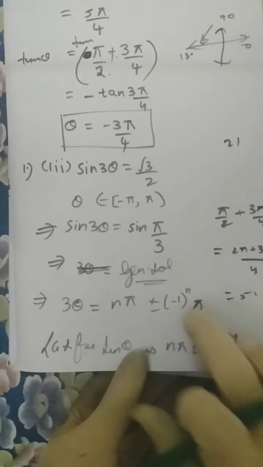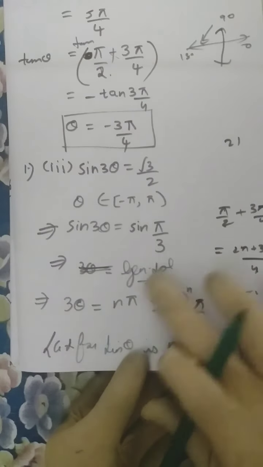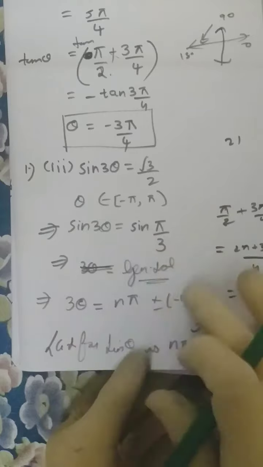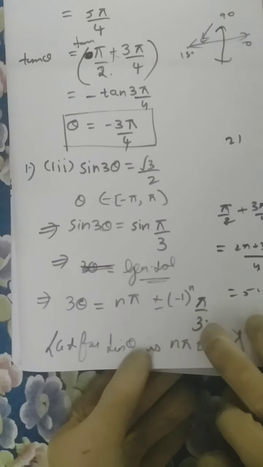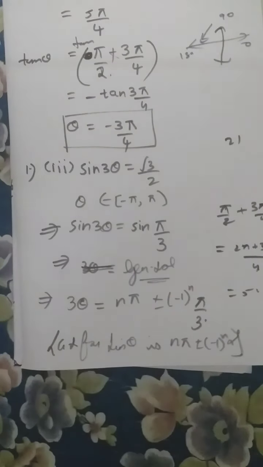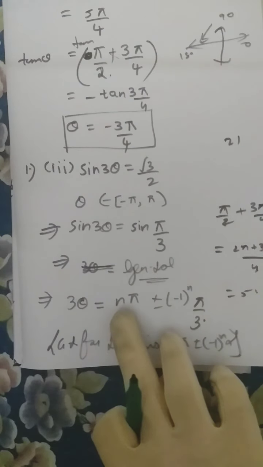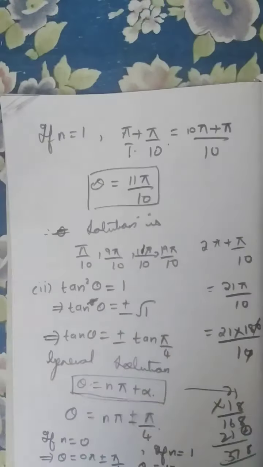If we substitute these values in this equation, n pi plus minus 1 power n into pi by 3, and if we solve this, we'll get the values of theta in the range of minus pi and plus pi. So when I take n as minus 2, minus 1, 0, 1, 2, 3, that is the reason why I will take those values. Now substitute minus 2 first, because we are starting from negative values first, then we'll do for minus 1, then we'll do for 0.